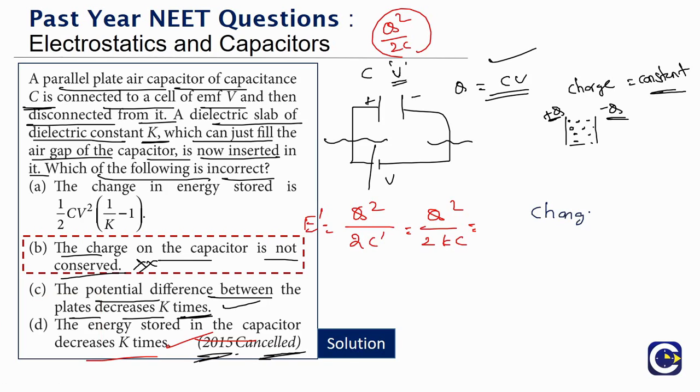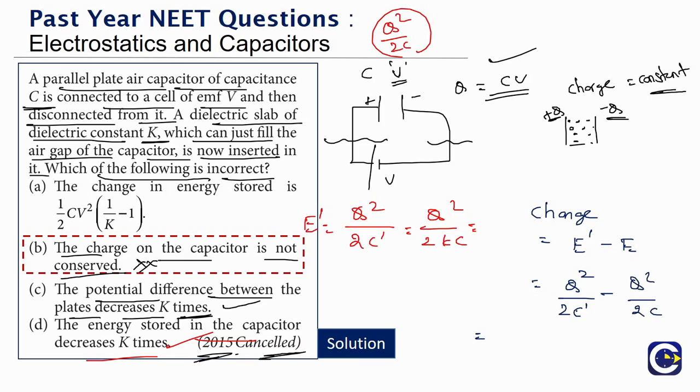Change of the energy is what? Final energy E dash minus initial energy E. What is it? Q square by 2 into C dash. That is the final energy. Minus initial energy is what? Q square by 2C. So here just now only we have concluded, right?